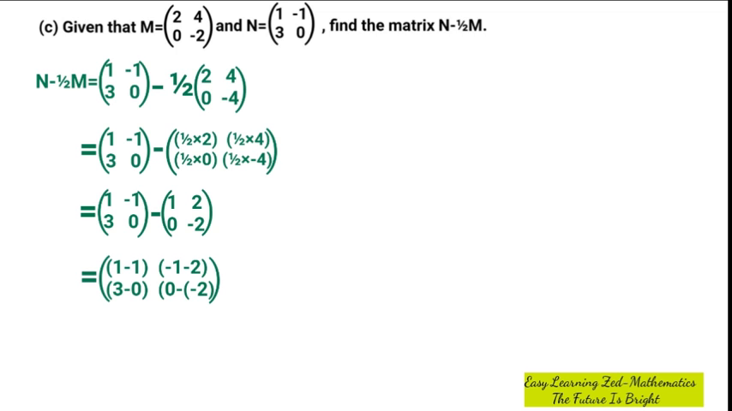So first I'm going to write equal to, open bracket, 1 minus 1 will give us 0. Negative 1 minus 2 will give us negative 3. 3 minus 0 will give us 3. 0 minus negative 2, so it's more or less like the negative and the negative will form a positive. So it's going to be 0 plus 2, which will give us positive 2. Then close bracket.